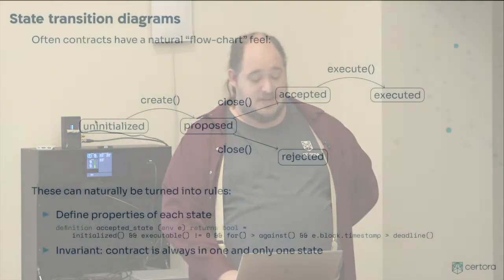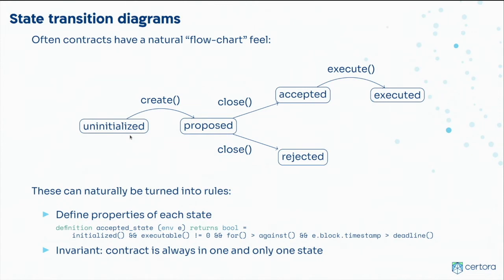There are a couple of pieces to this. One is that it's useful to look at individual states and ask, what are all the things I should know in a particular state? Or how do I know that the contract is in this state? For example, I might know that the contract is uninitialized if the initialized variable is 0. I might know that the governance proposal has been proposed if initialized is non-zero and maybe there's an executable that gets set. So there are different things that must be true in each of these states.